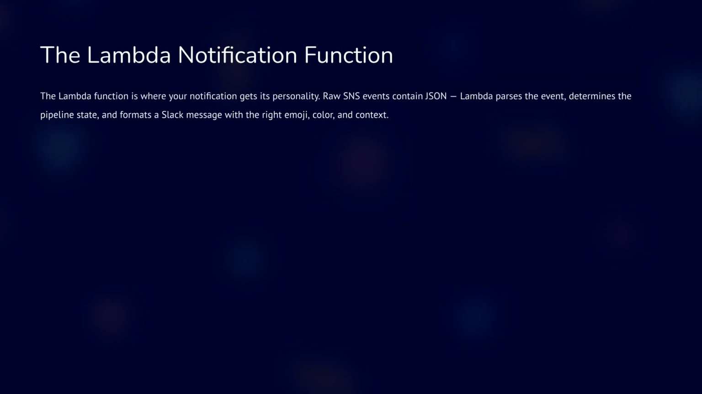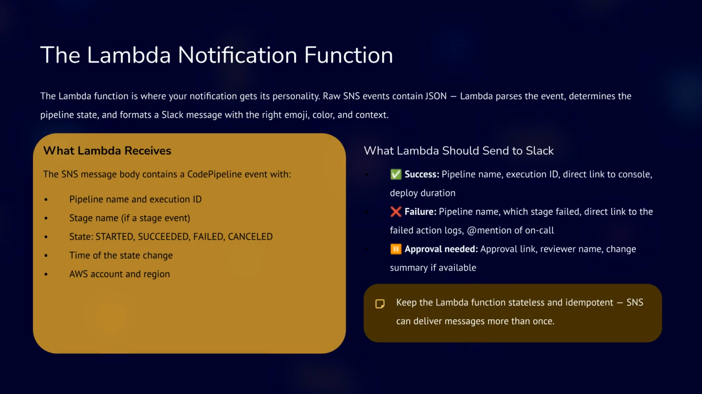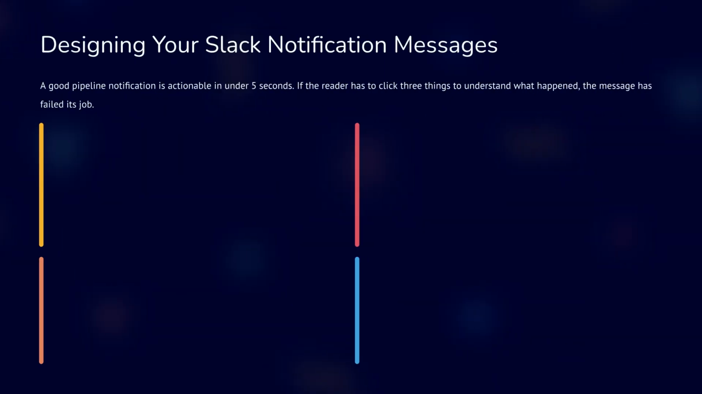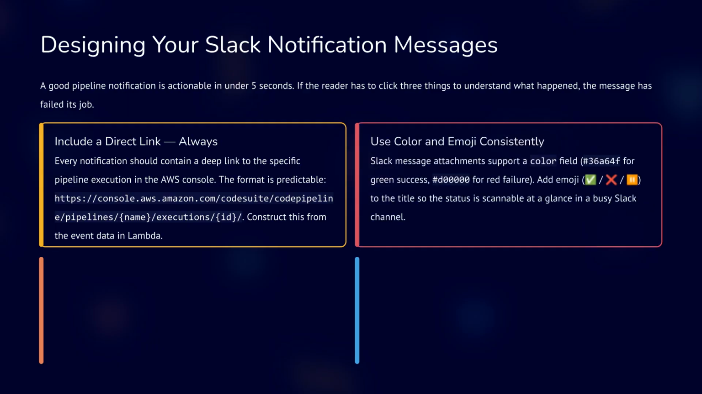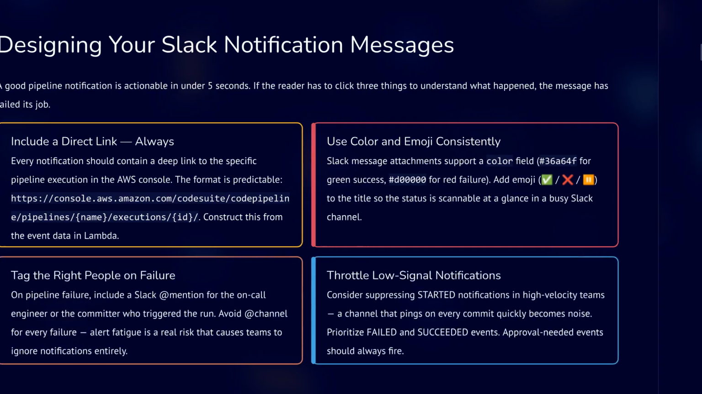The Lambda function receives raw JSON events from SNS and formats them into actionable Slack messages. Key information includes pipeline name, stage, state, and direct links to the console for quick triage or approval. Designing effective Slack notifications means making them actionable. Always include a direct link to the console. Use consistent color and emoji, and tag the right people on failure while throttling low-signal notifications like started events.